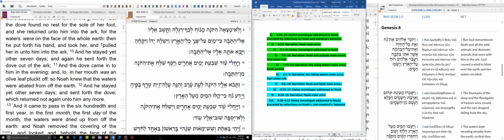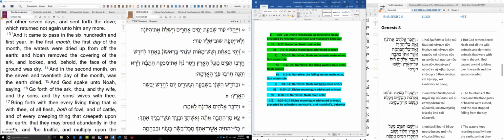So you have basically a waiting game, and the process of him sending this dove out to know when the earth would be in a position to sustain life and to release the animals and to resume life on earth.